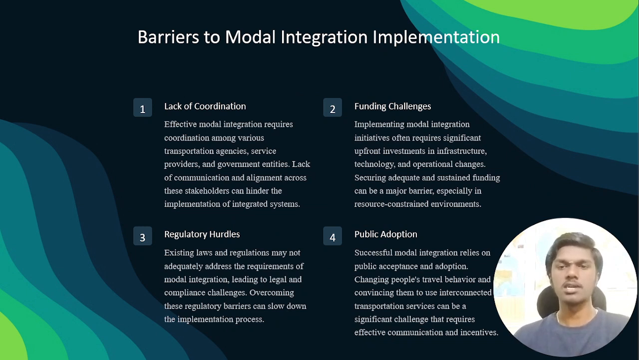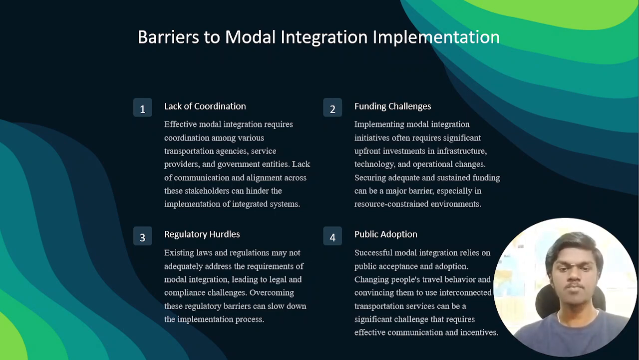What are the barriers to modal integration implementation? The first one being lack of coordination. Effective modal transportation requires coordination among various transportation agencies, service providers, and government entities. Lack of communication and alignment across these stakeholders can hinder the implementation of integrated systems. The second one being funding challenges. Implementing model integration initiatives often requires significant upfront investments in infrastructure, technology, and operational changes. Securing adequate and sustained funding can be a major barrier, especially in resource constrained environments.